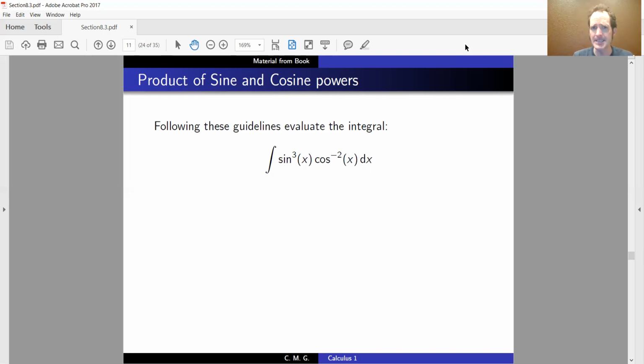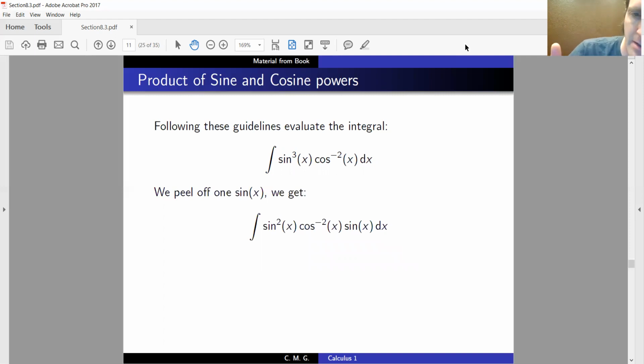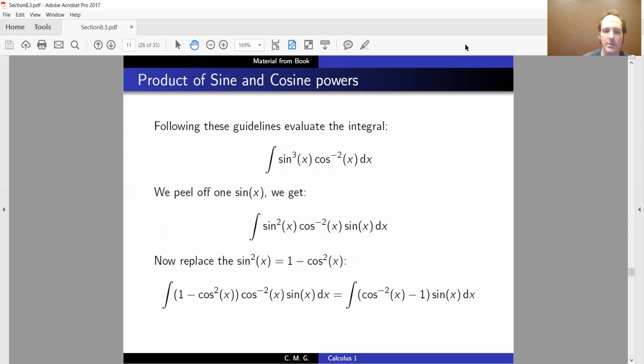And so I can integrate this. So what do I do? I peel off one of the sine terms. So I peel off a sine, and it gives me sine squared of x times cosine to the negative 2 of x times sine of x, integrated with respect to x. Now I replace sine squared with 1 minus cosine squared. That's the Pythagorean identity. Then I multiply that cosine to the minus 2 through.